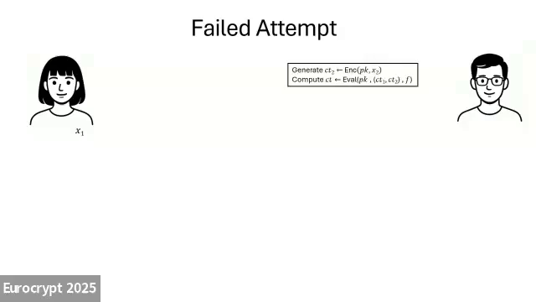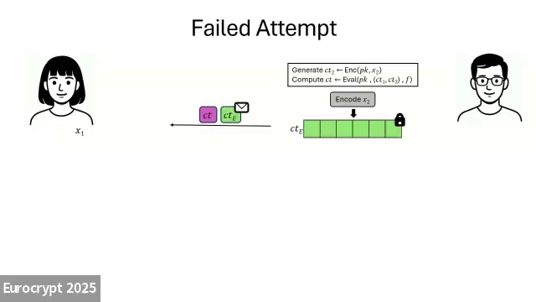So in this failed attempt, what Bob does is that it's going to encrypt its input, and then it performs homomorphic evaluation of function f. Then it computes an encoding of x2 and encrypts it under the public key that was delivered to it by Alice. Then it commits to this ciphertext and the output ciphertext and gives it to Alice.